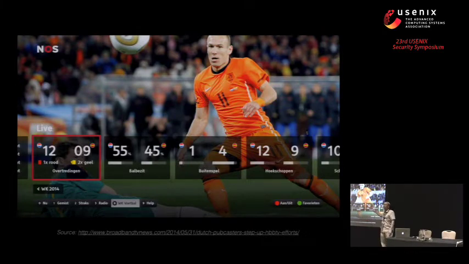So this is HbbTV. It was launched in 2012 in the European market, and slowly it's making its way around the world. Now it's a candidate standard in the US with the necessary changes because the US uses a different over-the-air standard. And guess what? People really, really love this one as well. Users love it because they can get a lot more out of their TV.